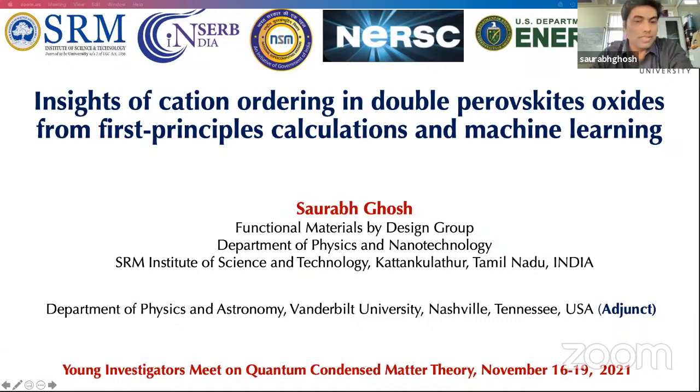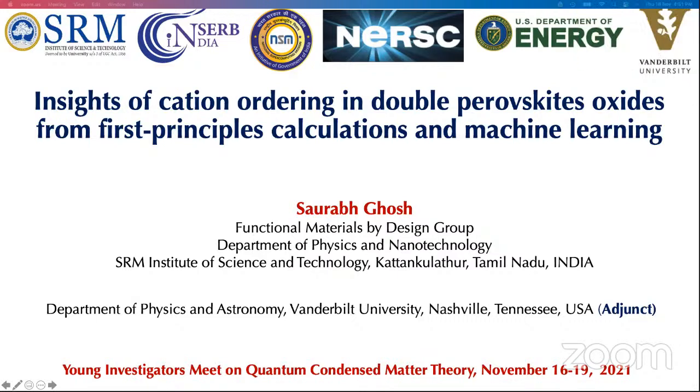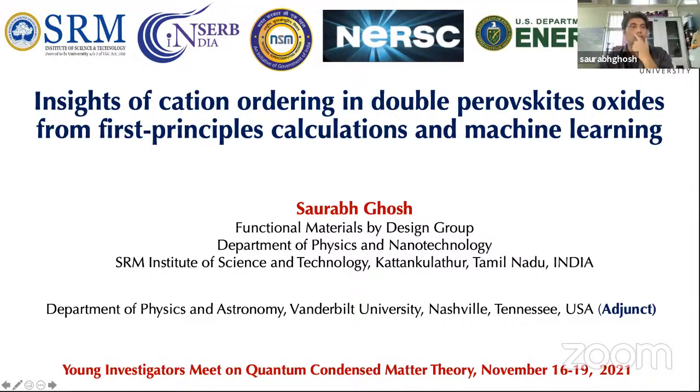So I'll change the title of my presentation a little bit. The title is Insights of Cation Ordering in Double Perovskites from First Principle Calculations and Machine Learning. In this talk, we are going to try to understand what really decides a clear cation ordering in double perovskites, and whether DFT alone can give you an insight into it, or you need to go beyond DFT and adopt a new methodology for that.